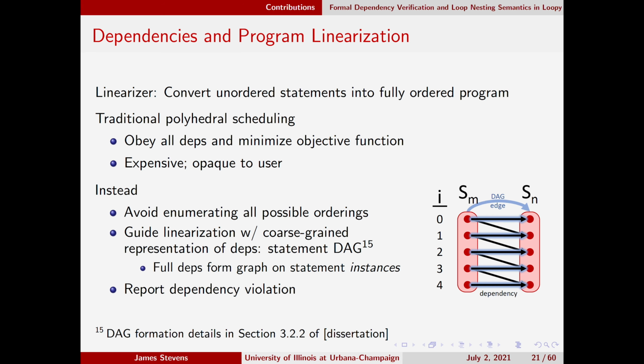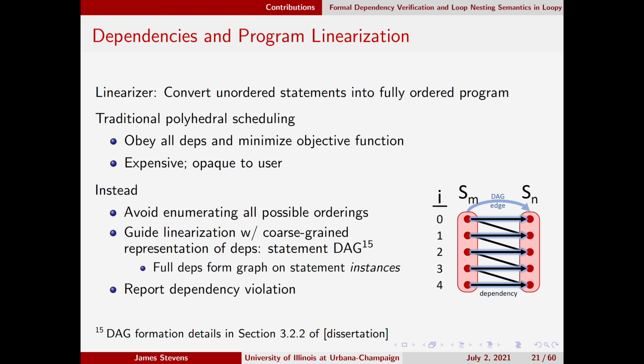I just discussed how we formally capture the ordering of statements in a program, but how does that program ordering get produced in the first place? We refer to this mechanism as the linearizer. It generates the ordered program from an unordered program representation, the dependencies, and also the loop nest constraints, which I will discuss next.